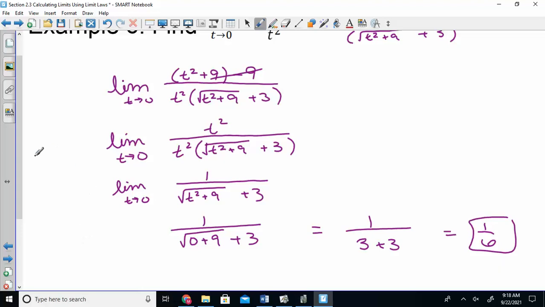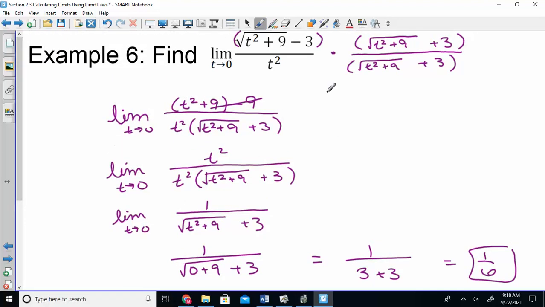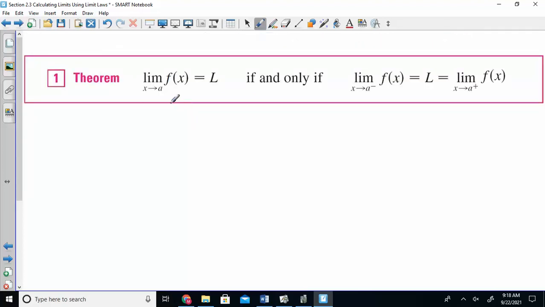So one thing we talked about when we looked at graphs is if this limit exists, that means the left and right hand have to go to the same thing. So in general, if you have the limit as x approaches a, if that's going to equal a number, then as you approach from the left and the right, it also has to equal that number.